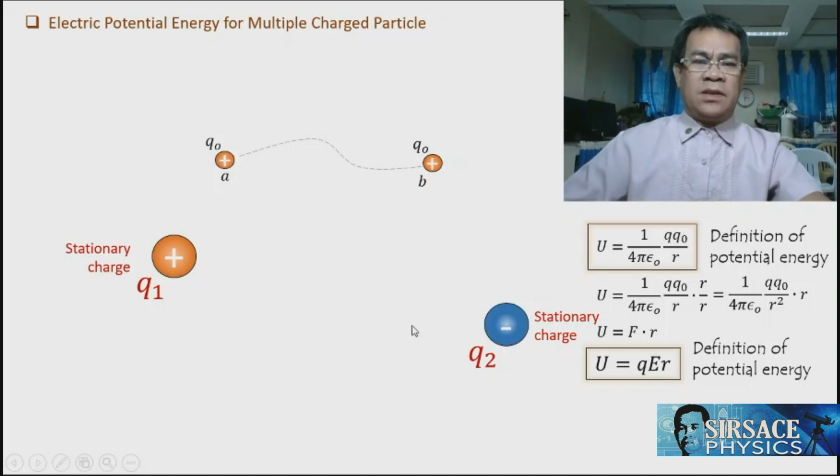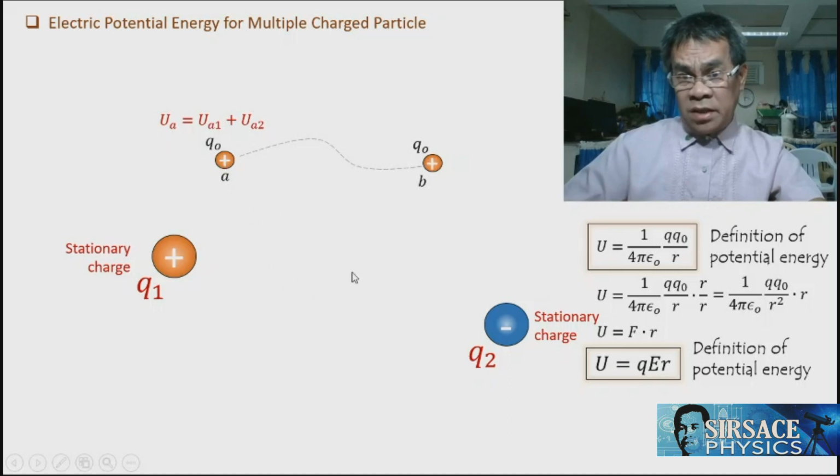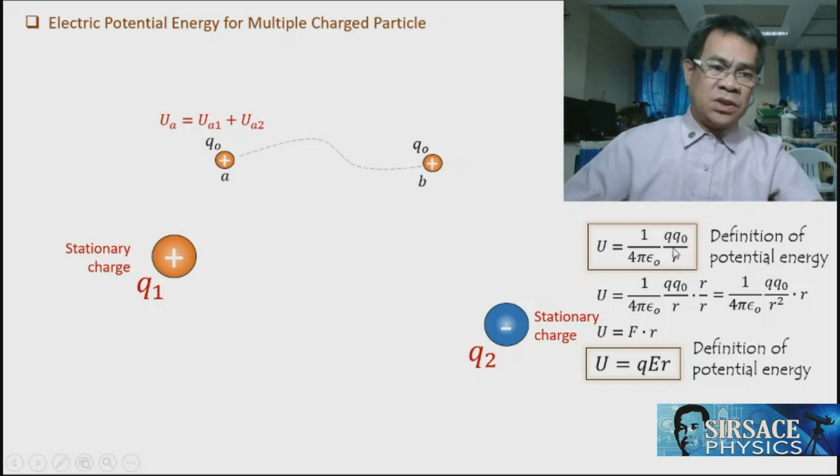So in order to calculate the energy at point A, you have to take note there are two interacting charges. So therefore, you have to add algebraically. You have to add algebraically. So the energy at point A is the sum of the energy produced by the two charges. So you have to add the energy at point A due to charge 1 to the energy at point A due to charge 2. So you can use this formula.